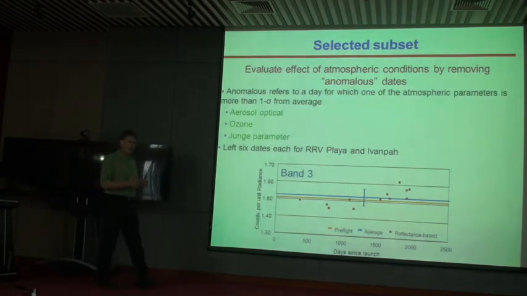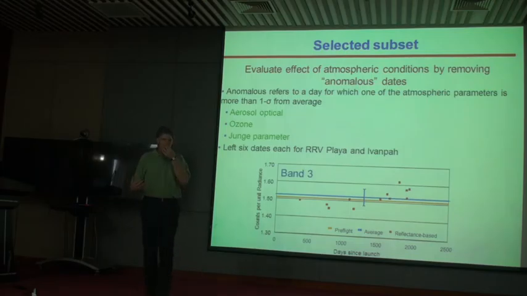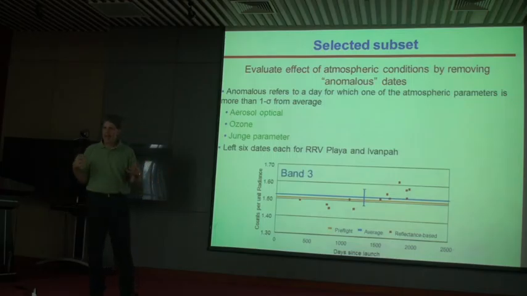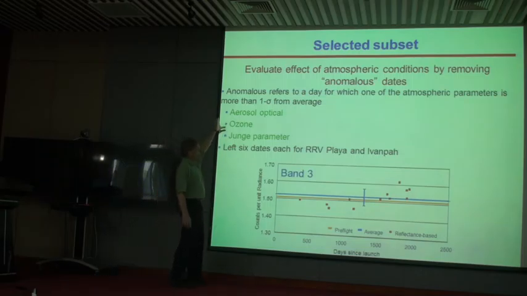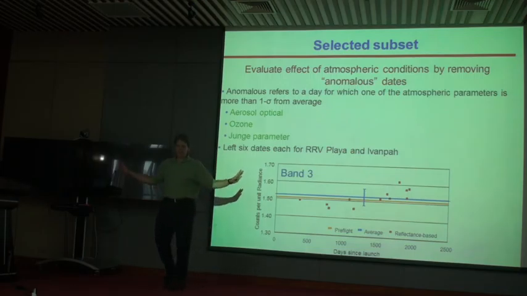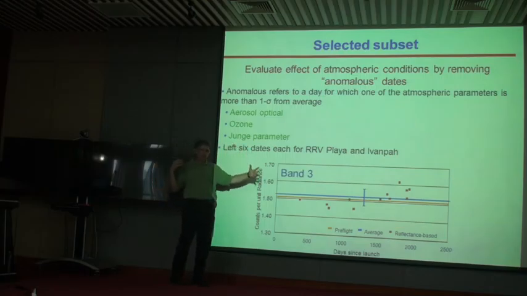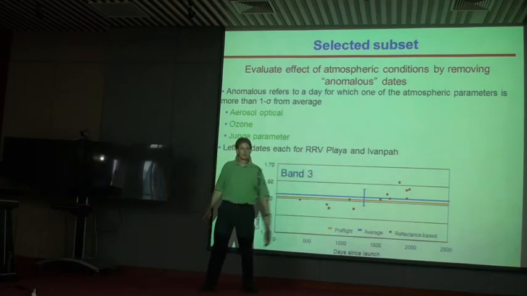Another way to look at it is when you have 60 data sets, you can stop and go, what's a really good day? And what if I only use those really good days? What happens to my answer? So we went through and basically said, we have these averages again. Let's throw away blindly any date for which any of the parameters exceeds that average by 1 sigma, so either aerosol, ozone, or Angstrom. When you do that, out of all those 60-something days, you're left with 12.